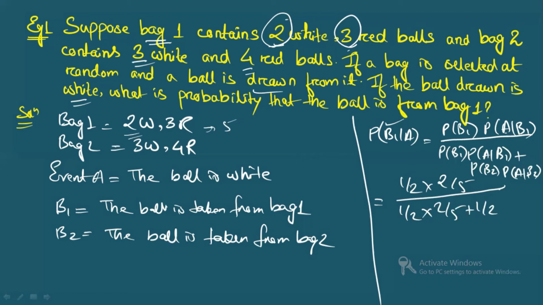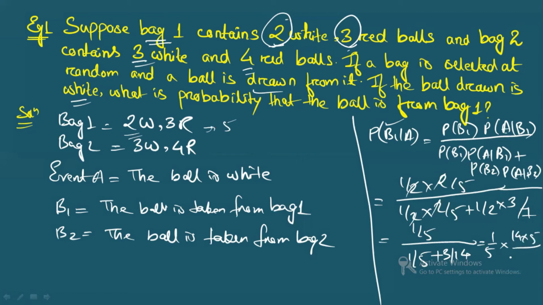Clear? And the probability of A given B2 will be how much? So it is 3 white balls, total is 7. All right, so this 2 will cancel this 2, and here you will have 1 by 5, and here this 2 cancels this 2. Clear? So you will have 1 by 5 plus 3 by 14. Okay, so you can write it as 1 by 5 into 14 and 5. So taking the LCM, 14 into 5, and here in the denominator you will have 14 plus 3 5s are 15, right? You can calculate and see this is 15.